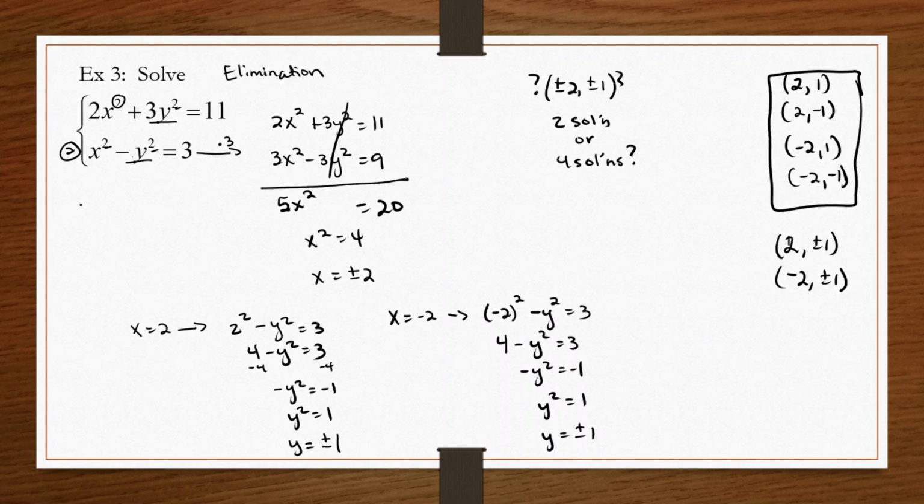Now, just so you know graphically, the first equation is an ellipse. The second equation is a hyperbola. And so we have 4 solutions. Okay, and you'll get more of that when you do a unit on conic sections.